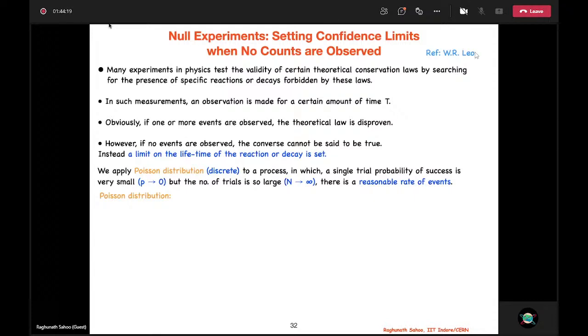Yeah, if there is no question, it is better not to disturb everyone, so you can mute yourself.